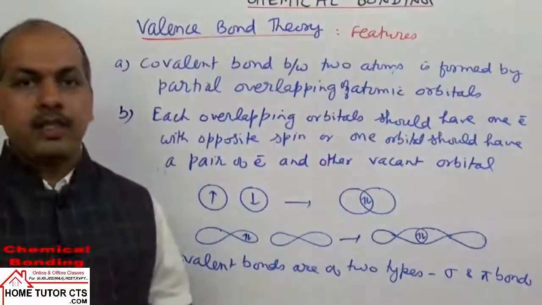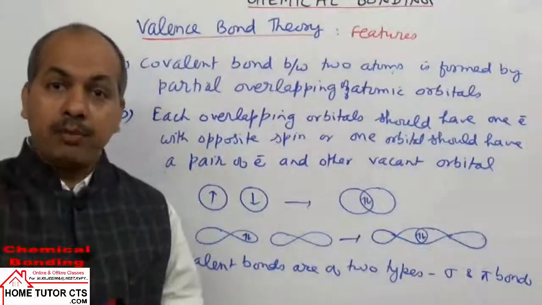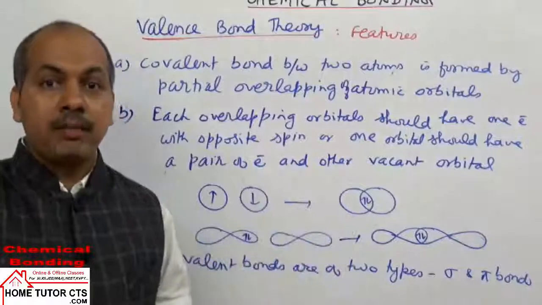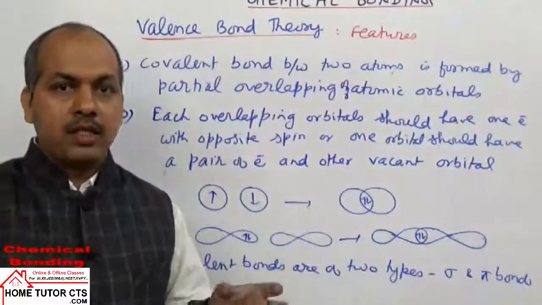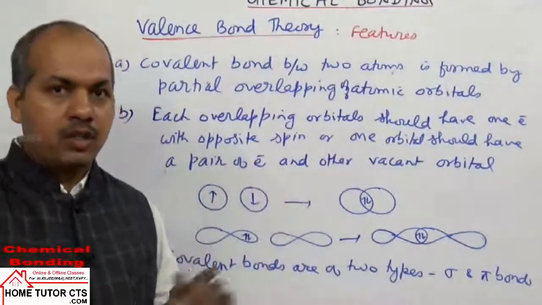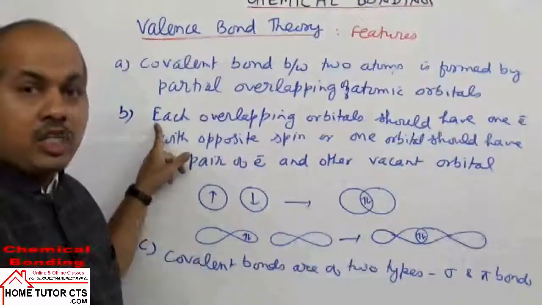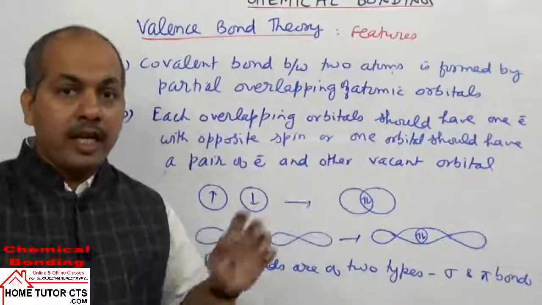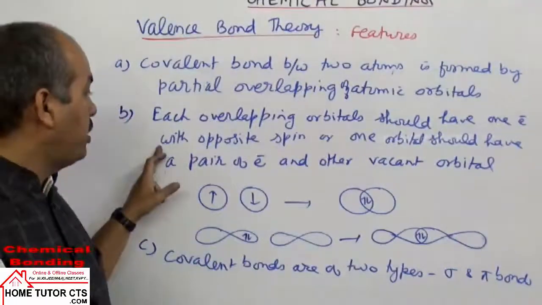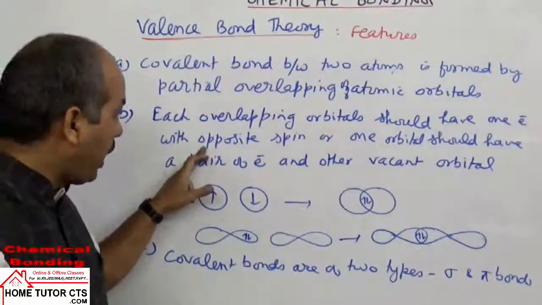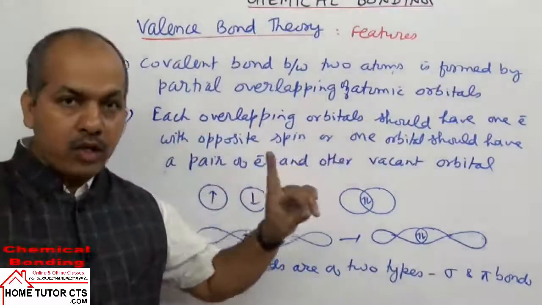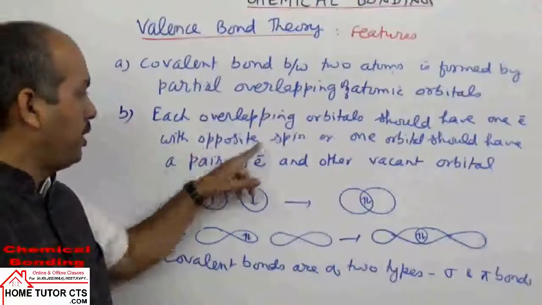Then write the next point. Which kind of orbitals can form the bonds? What is the condition? To have partial overlapping of orbitals, the orbitals should have electrons. So next point, write: each overlapping orbital should have one electron with opposite spin. Each overlapping orbital should have one electron each with opposite spin.